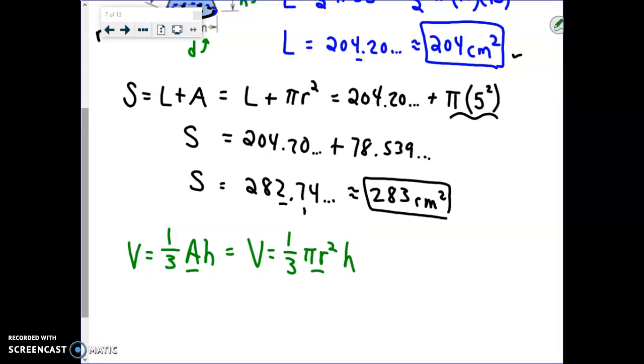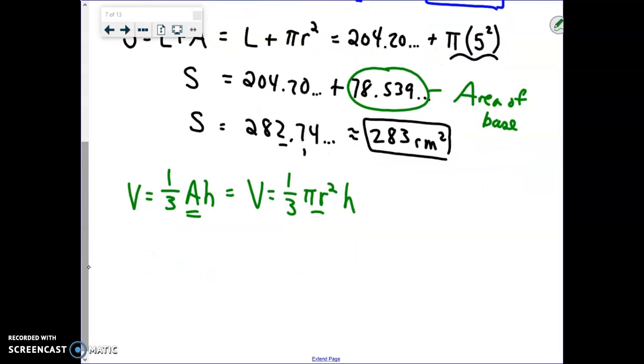Now, I don't think you need to do that because we already know the height, and we just found the area right here. This right here was the area of our base. So you can just put that in there for A. If we want to find the volume, we're just going to take 1/3 times the area of the base. Now again, you could put in pi and 5 squared if you wanted, but that's what this is right here. Area of the base. I'm going to just put a little arrow there.